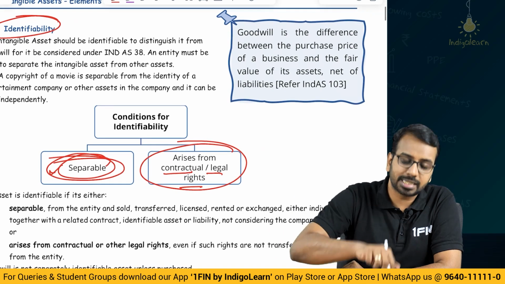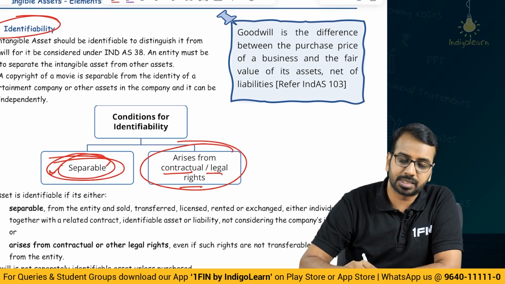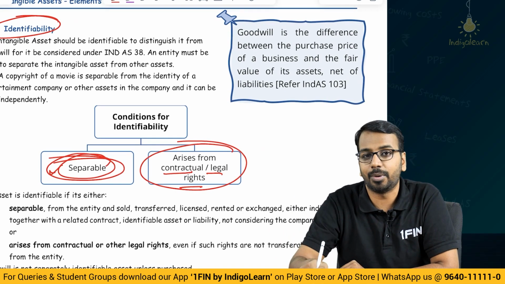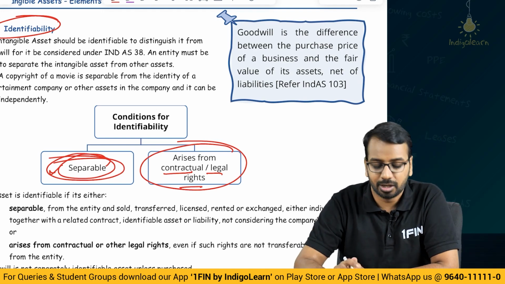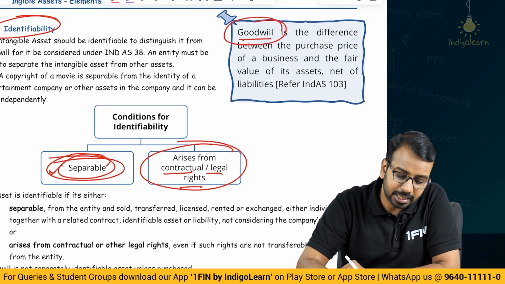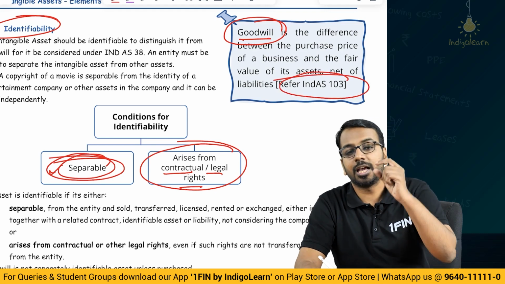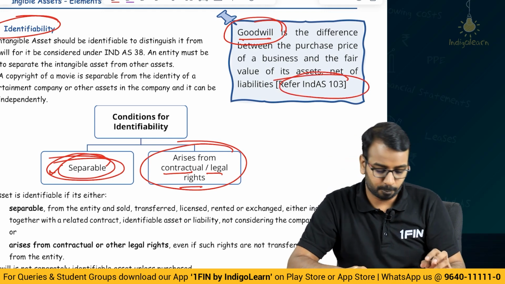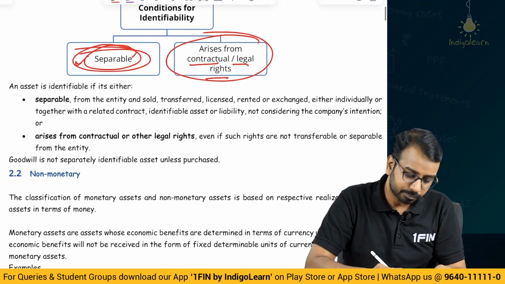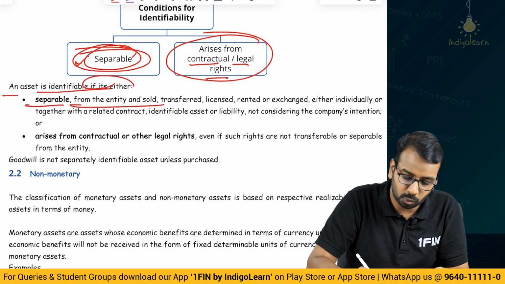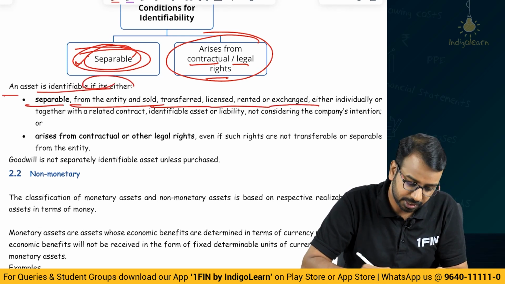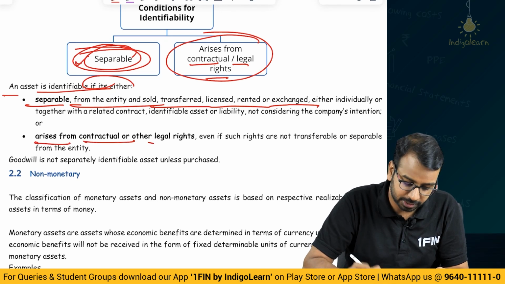Goodwill is not separable. Goodwill is not separable from the business and hence is not identifiable and is not recognized as an intangible asset under IndAS 38. Goodwill is recognized under IndAS 103 when there is a business acquisition. An asset is identifiable if it is either separable from the entity and can be sold, transferred, licensed, rented or exchanged, or arises from contractual or other legal rights.